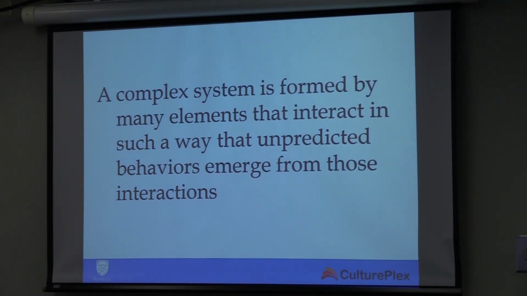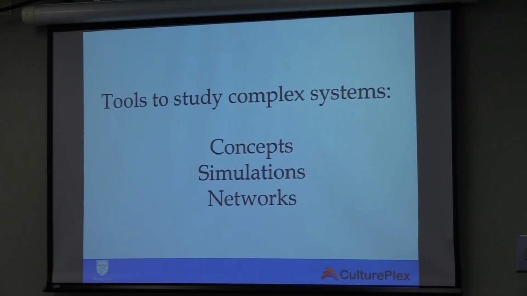ascertain in cultural systems. What are the elements, and what is it that comes out of the interactions between the elements? How do people, especially in the sciences, but also in geography, in health sciences, in economics, although the economists don't get anything right, as you know, try to study complex systems with three main tools: concepts, at a very theoretical level, simulations, and networks, through network theory.